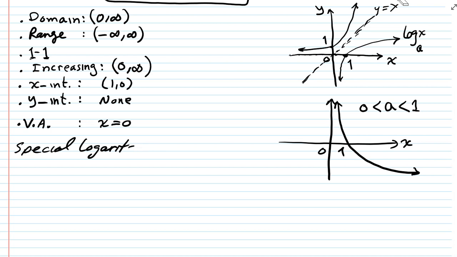These special logarithms are the ones that have the following bases. First, the base of the log is going to be 2. The base of the log could be e, and the base of the log could be 10. Those are the most common bases that we work with. Now, a log that has base 2.